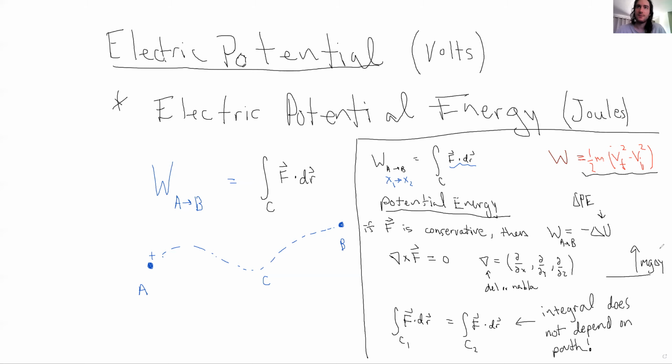So notice that the potential energy depends on position here. It depends on this quantity delta y. The more delta y you have, the more potential energy you have. Any questions about that? Give me a thumbs up if we're good to move forward.